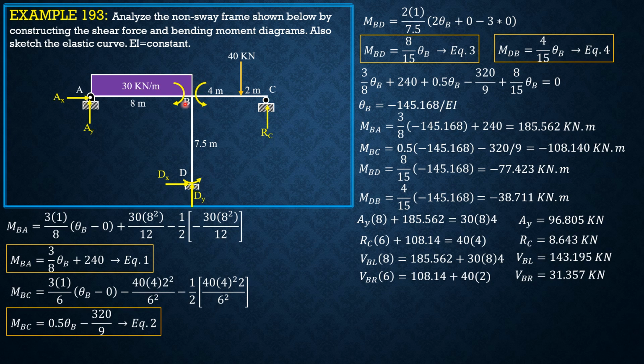For reaction at D, dy, it's shear at B just to the left plus shear at B just to the right. So transmit. So they are downward now by action-reaction principle. So dy is the sum of 140.195 and 31.357. So dy is equal to 174.552 kilonewtons.